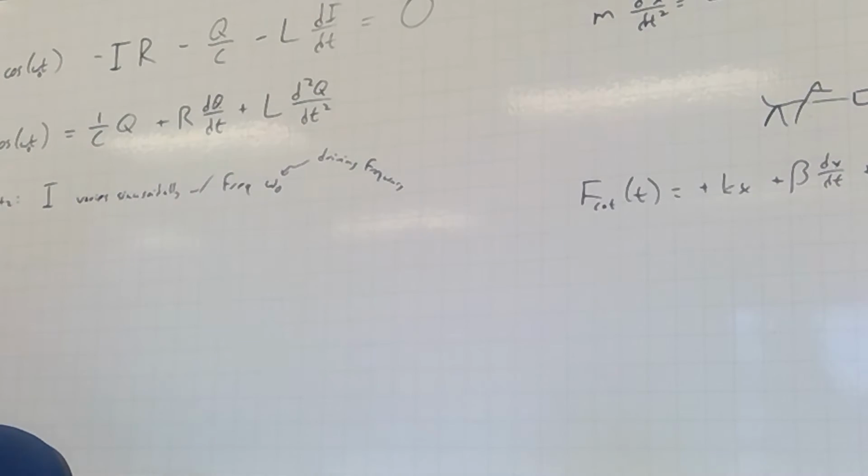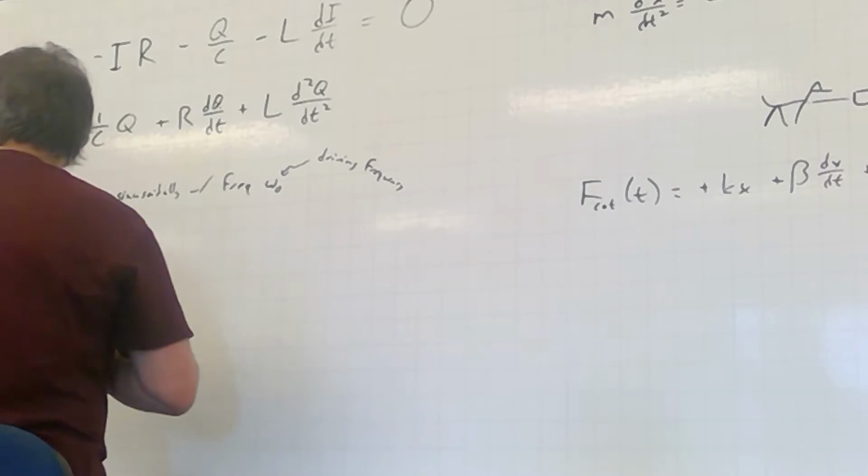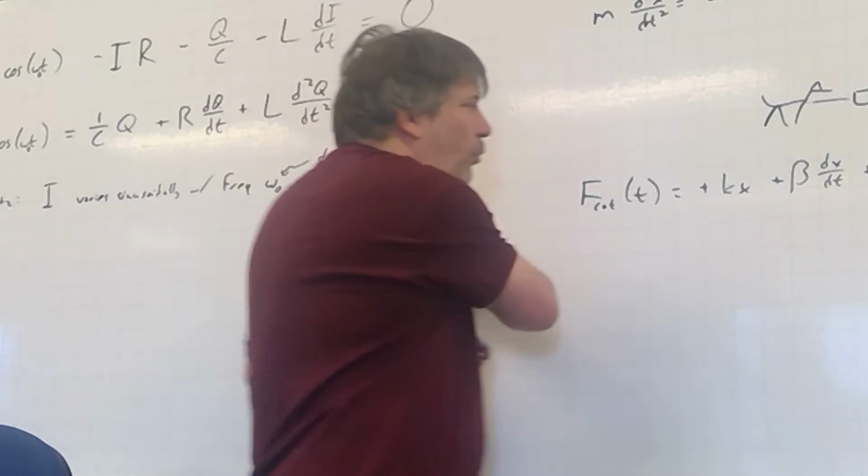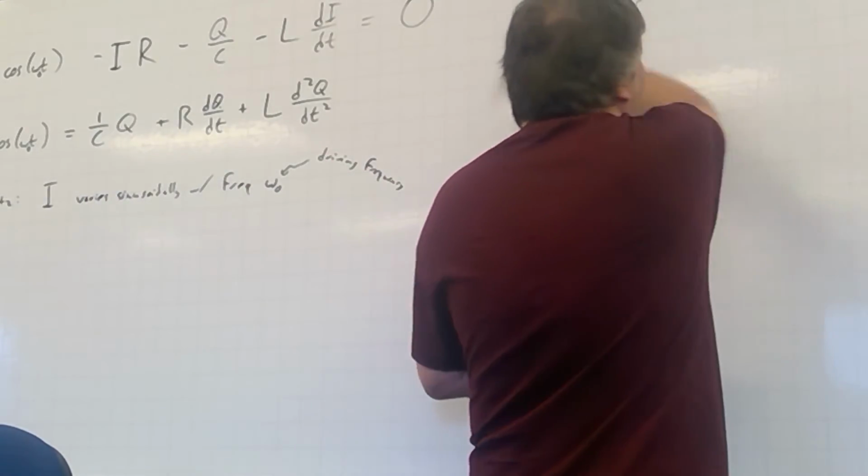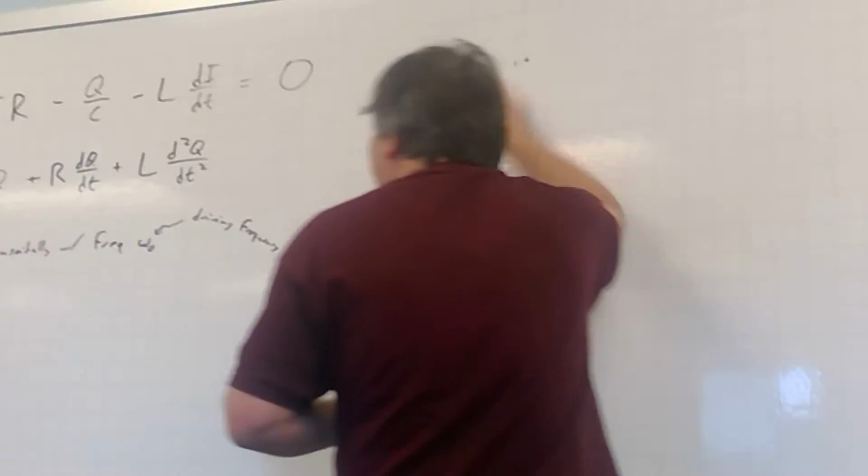For the phasor way of doing this, I'm going to make the current be the main variable that I focus on. But once I've got one of them, I can always integrate the current to get the charge, differentiate the charge to get the current. So it's different ways of solving the same equation. What do I actually want to do here then?